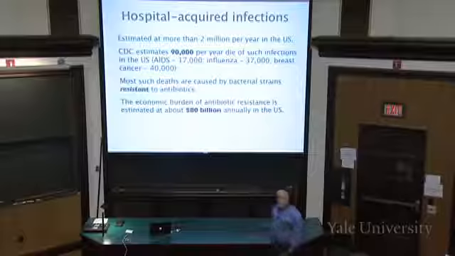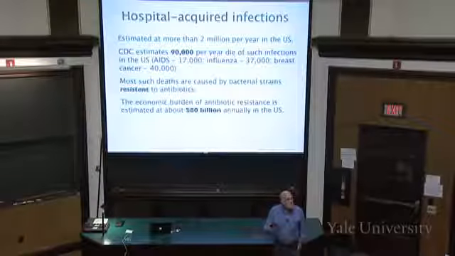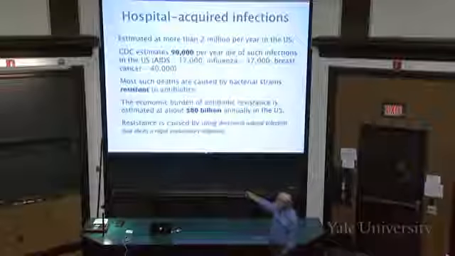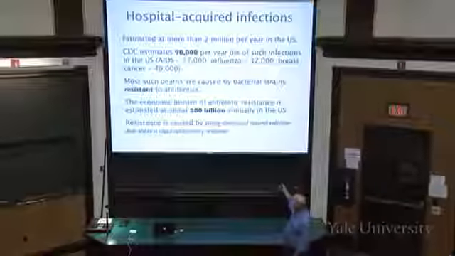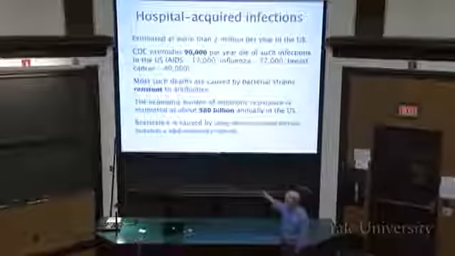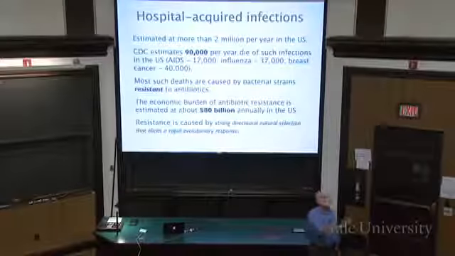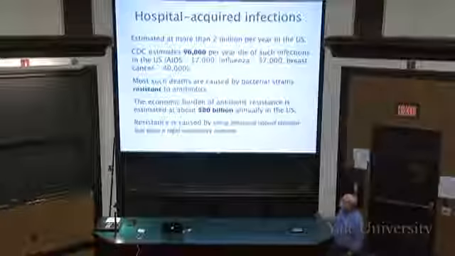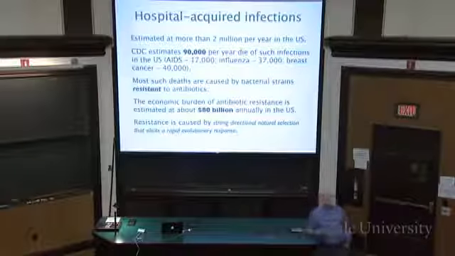The economic burden in the US 4 years ago was $80 billion a year. And this is a problem which is caused by strong directional natural selection eliciting a rapid evolutionary response. So in the next few slides, I'm going to be talking about what I mean by directional and what I mean by rapid.